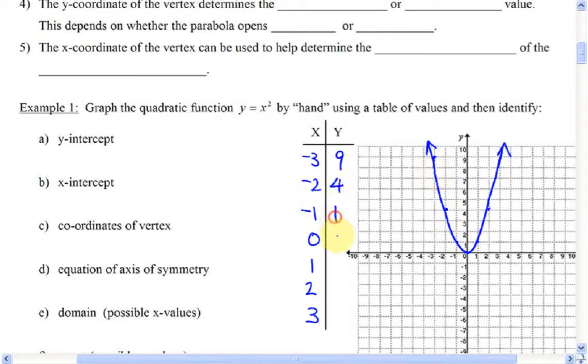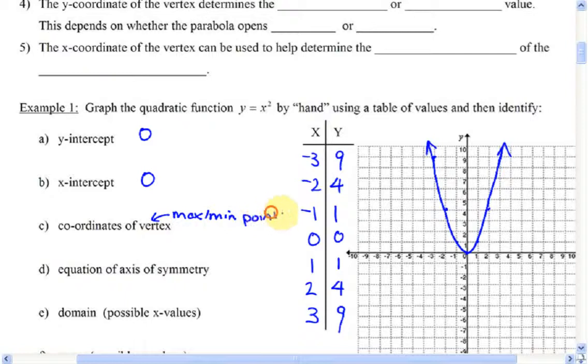So I'd like you right now to take a look at the following things. What's the y-intercept? What's the x-intercept? And what are the coordinates of the vertex? Tell me that first of all. The y-intercept is 0. Good. The x-intercept seems to be 0. What are the coordinates of the vertex? Remember, the vertex is either the maximum or the minimum point.